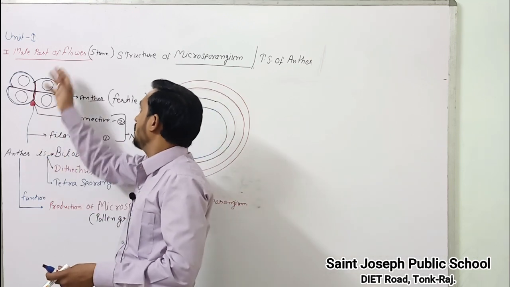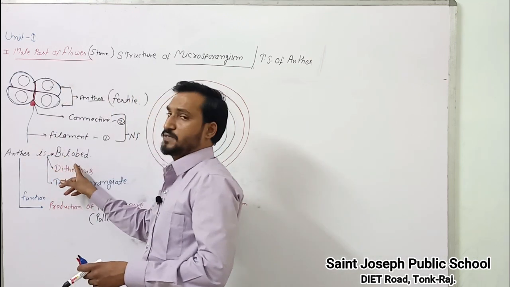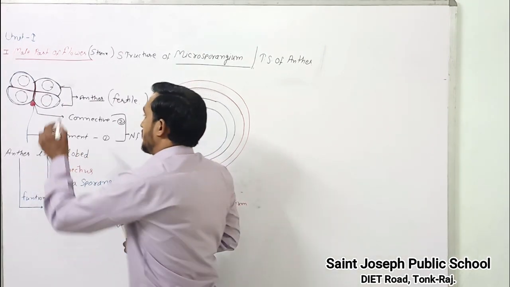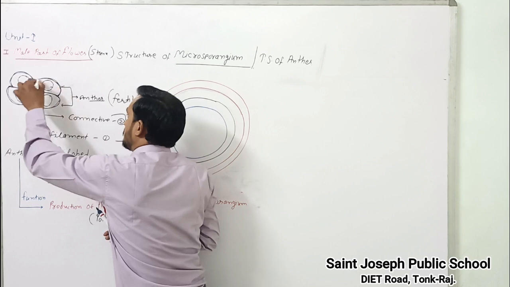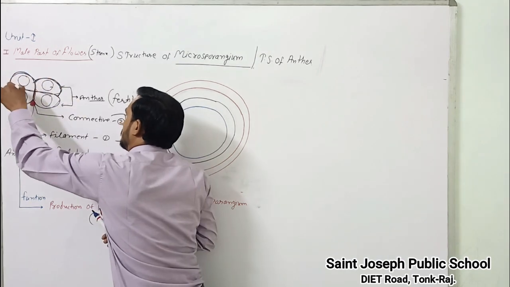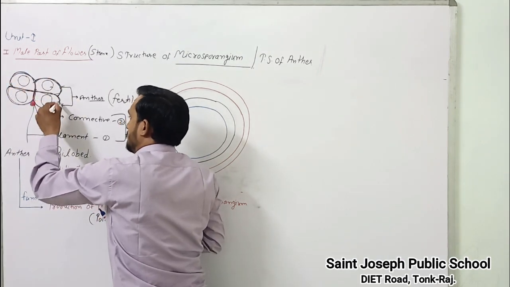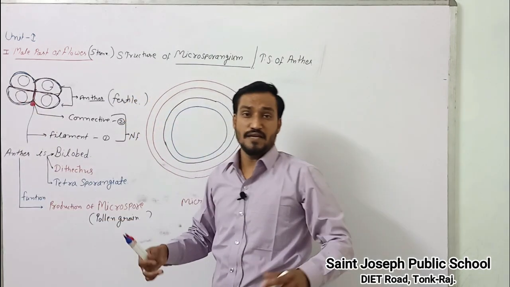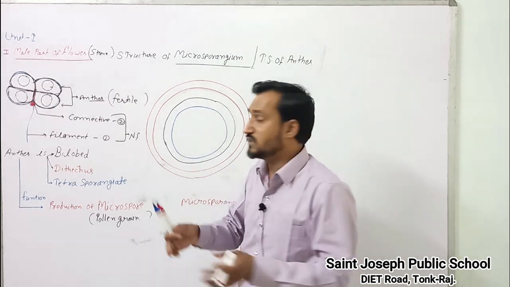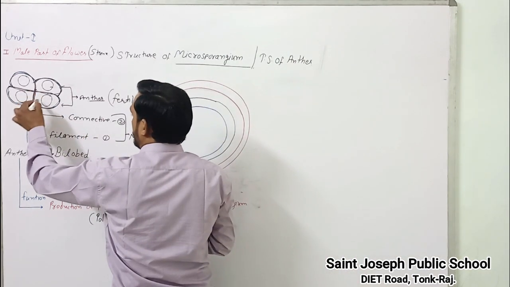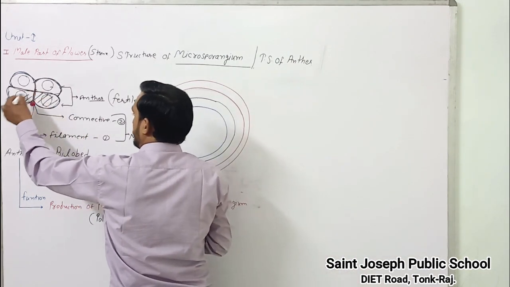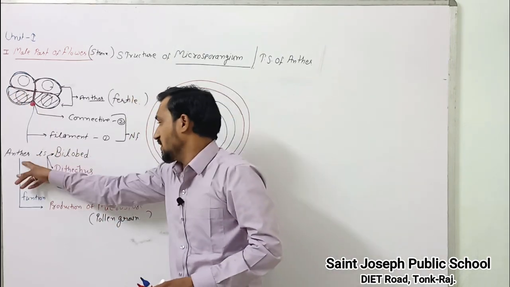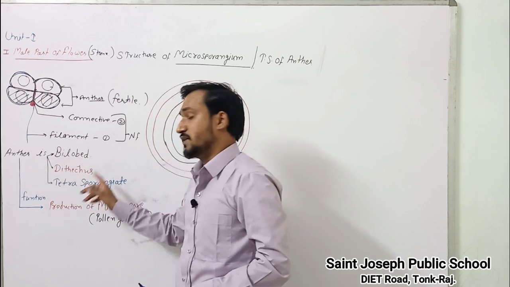Anther of angiosperm is bilobed. Bilobed means 2 lobes. How many lobes? 2. See, one lobe is here, from here to here, and the second lobe is this. Each anther is bilobed and each lobe has 2 theca. Theca means 2 chambers. One chamber is here, one chamber is here. Thus, we know the anther is bilobed, the anther is dithecous.